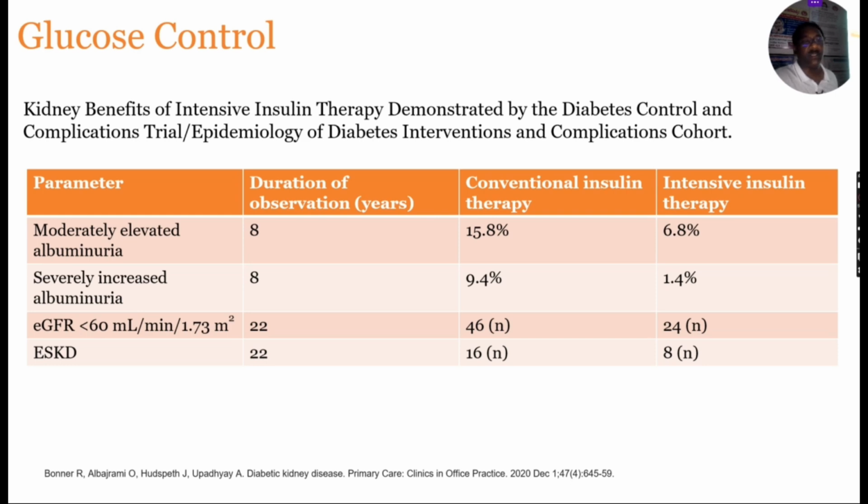End stage kidney disease progression: in the intensive insulin therapy 8, whereas conventional insulin therapy 16. So you all agree that intensive insulin therapy is much more important to keep all these things at a lower level. Otherwise, these people will enter into end stage renal disease.